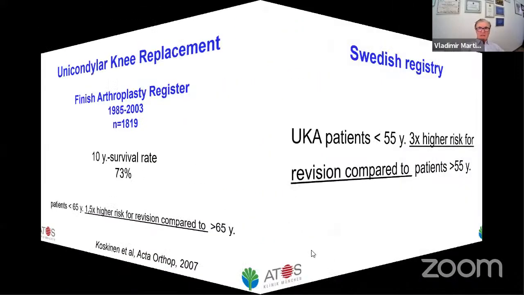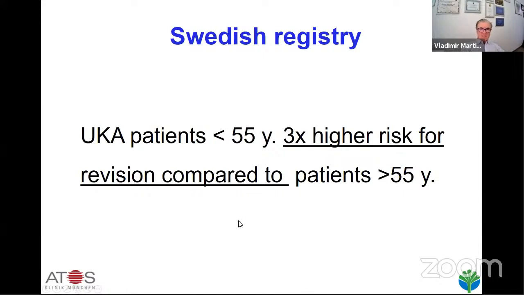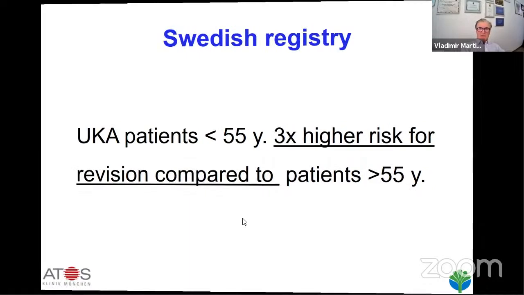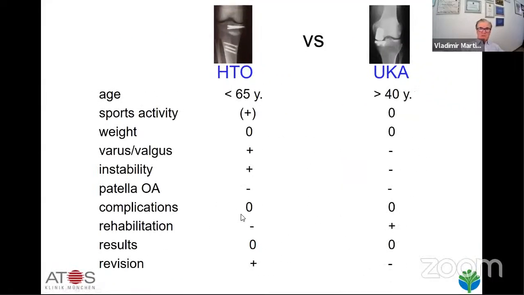older patients over 65. And the same says the Swedish registry, unicondylar patients younger than 55 years have got 3 times higher risk for revision compared to patients over 55. So unicondylar is a very nice option, but for older patients, not for younger patients.